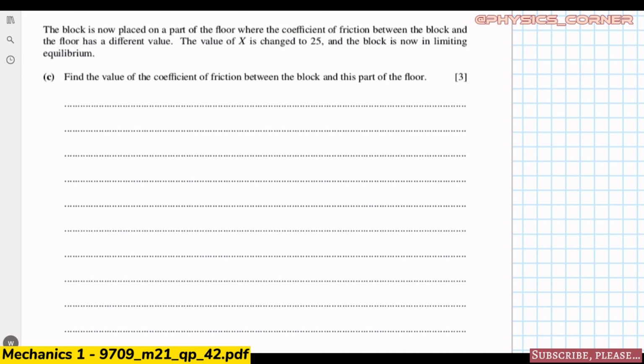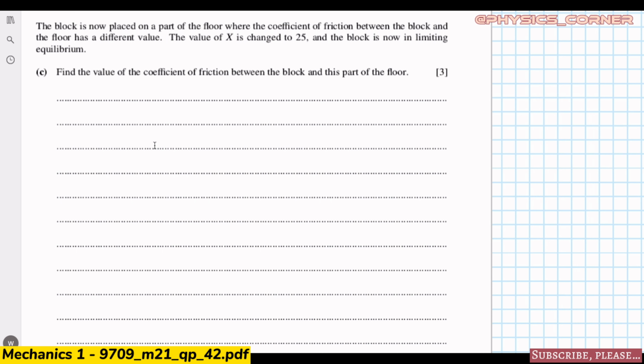The block is now placed on part of the floor where the coefficient of friction between the block and the floor has a different value. The value of x changed to 25 and the block is now in limiting equilibrium. Find the value of the coefficient of friction between the block and this part of the floor.